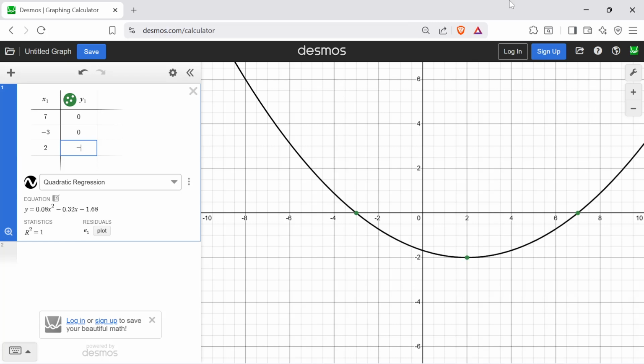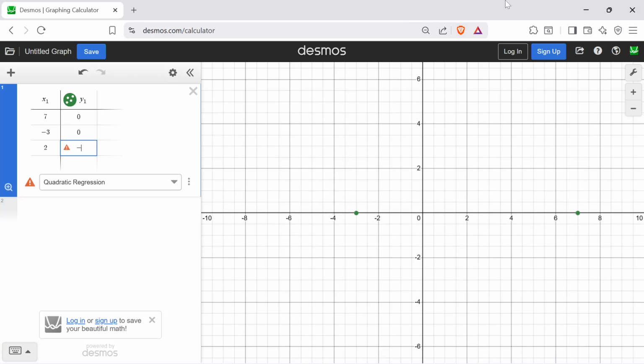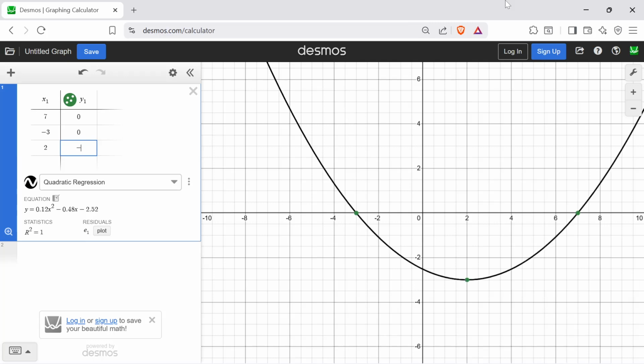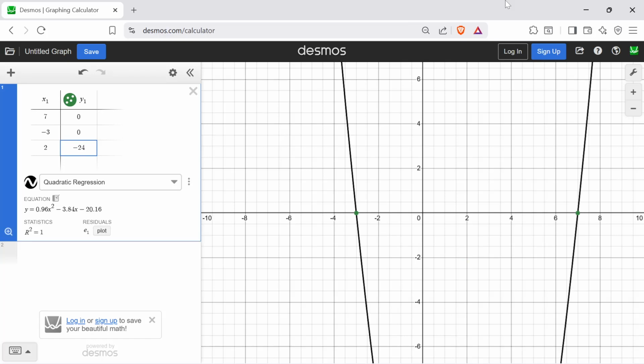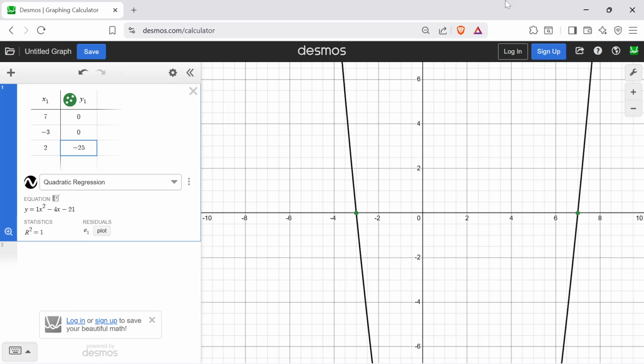So let me try negative 16. And now a is going down, 0.64. So I want to go bigger than negative 20. Negative 33. I've got 1.32. I'll try negative 24. 0.96. Negative 25. Oh, okay. Now I've got a equals 1. 1x squared minus 4x minus 21. Notice the r squared is equal to 1.